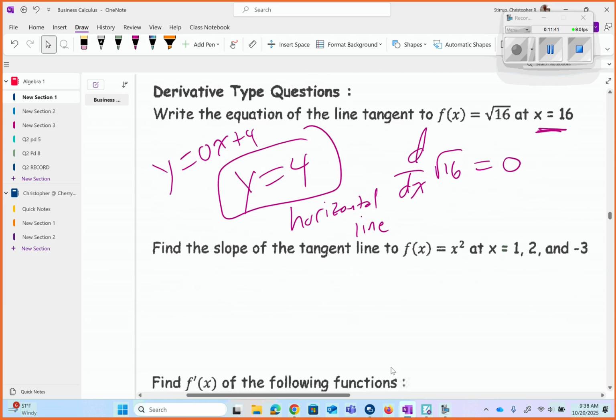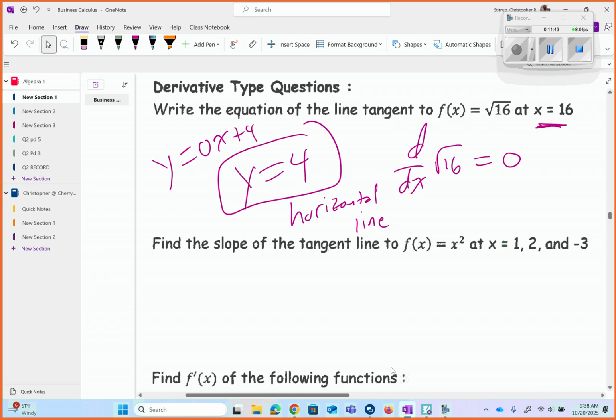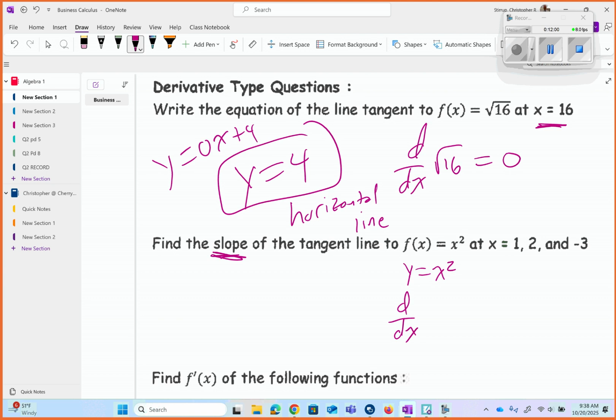So then let's move down to see what's going to take place here. Okay, find the slope of the tangent line. When you start seeing slope, that means a derivative is going to take place. So if I just convert this to y equals x squared, if I were to go d over dx of x squared, that's going to come out to 2x. Agree? So this is the derivative. That's going to allow us to find the slope.